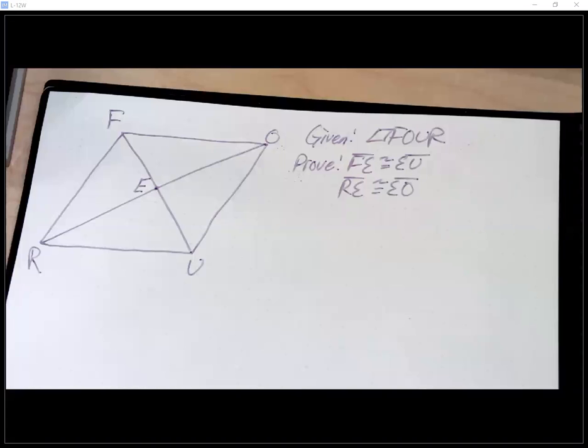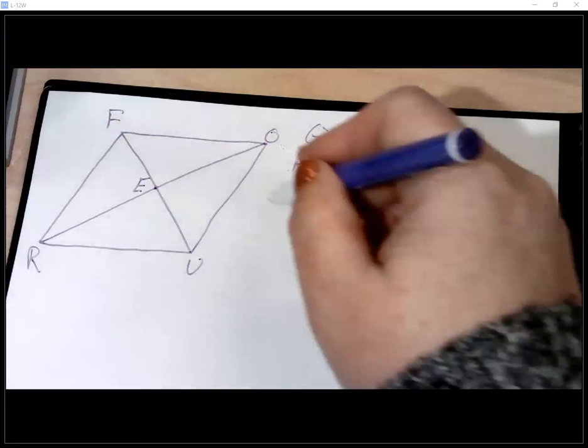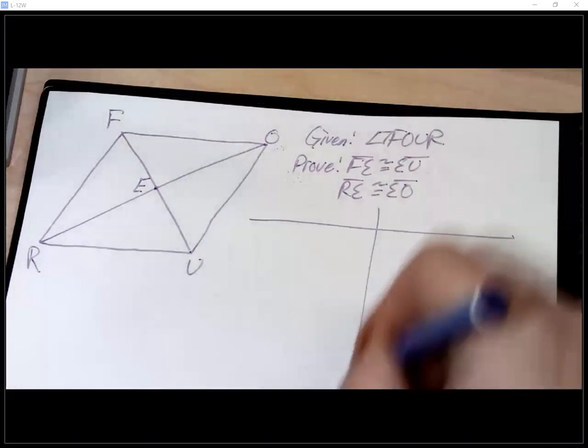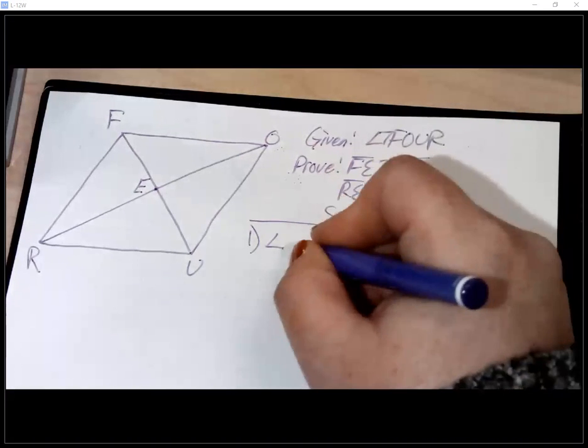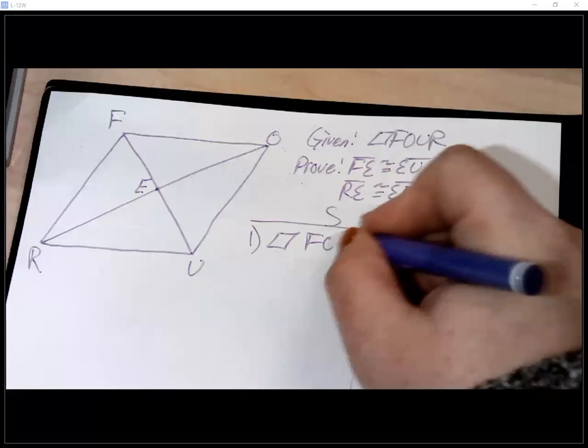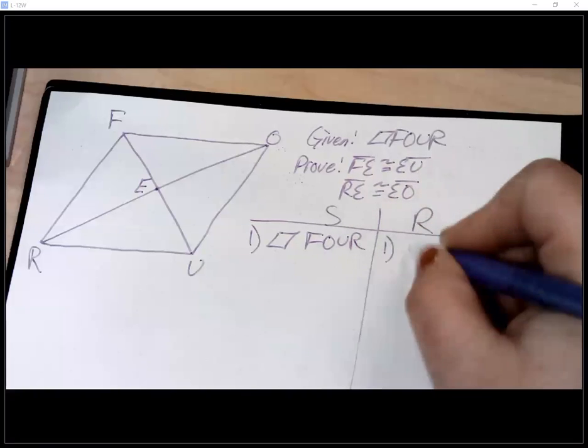Anybody get anywhere? Oh, good. All right. So let me get myself started here. We've got, let's put in the given is that I have a parallelogram FOUR. Okay. That's all they gave me.